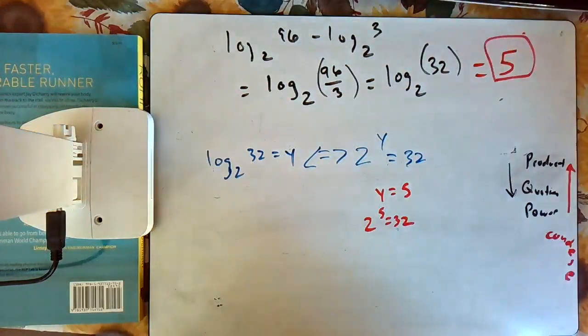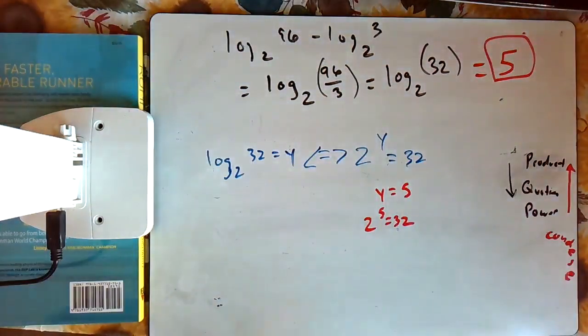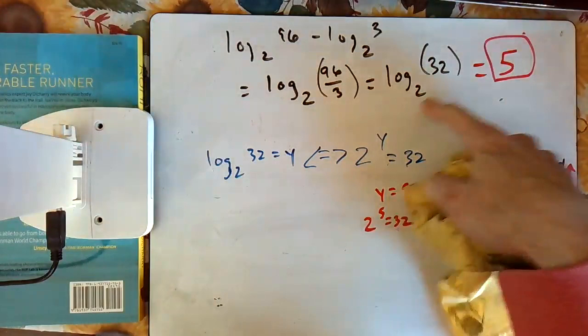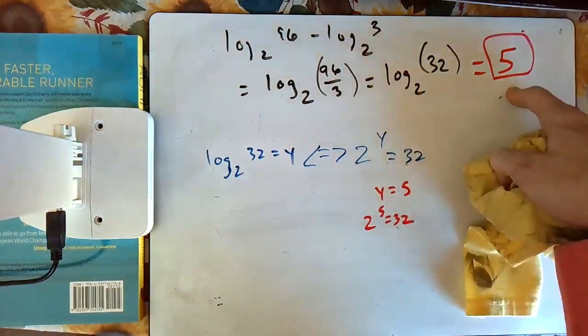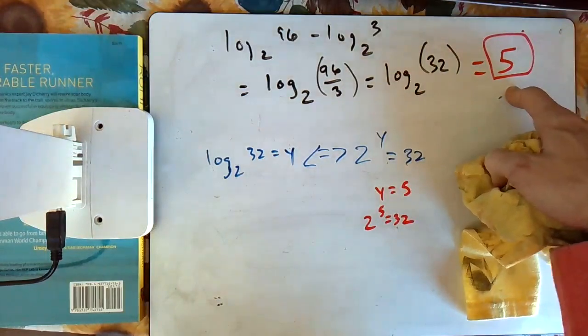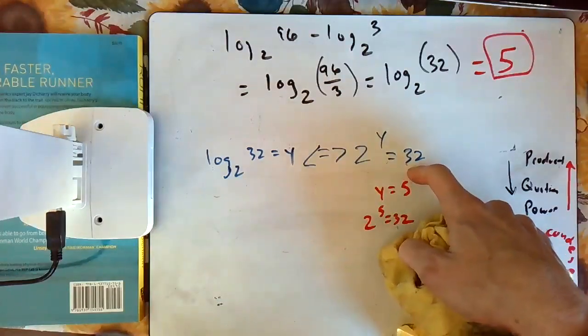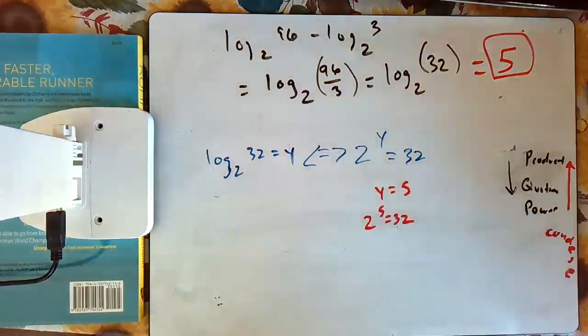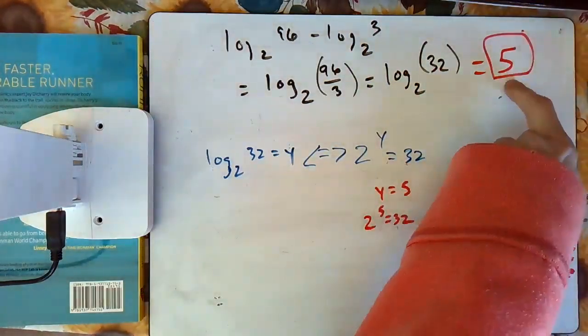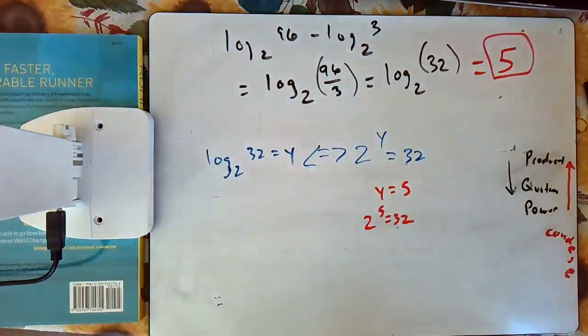So your final answer in this case is 5. But as I keep mentioning, don't always expect your answer to come out to something nice. Like if this is 2 to the y equals 9, it's not going to happen, right? So you just leave your answer alone. Don't always assume it's going to come out to something nice, because it won't.